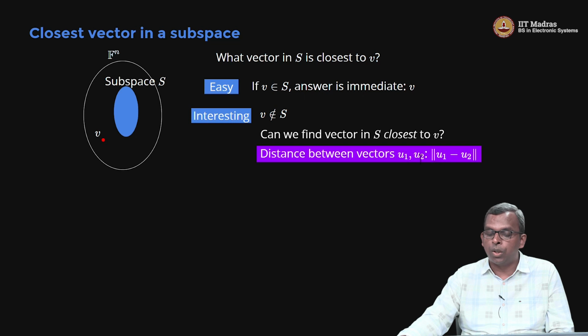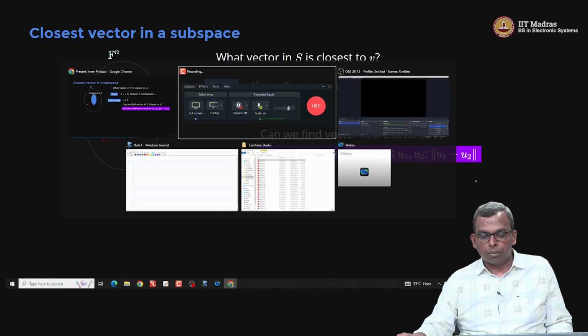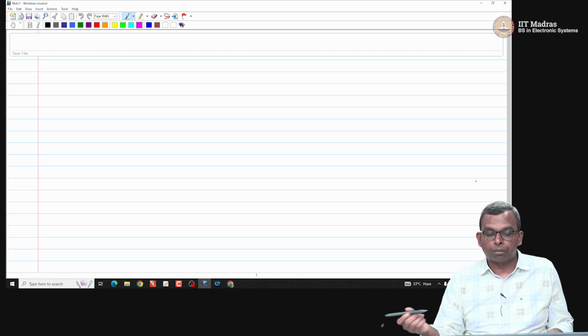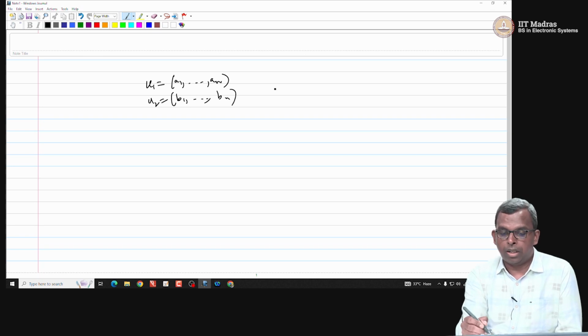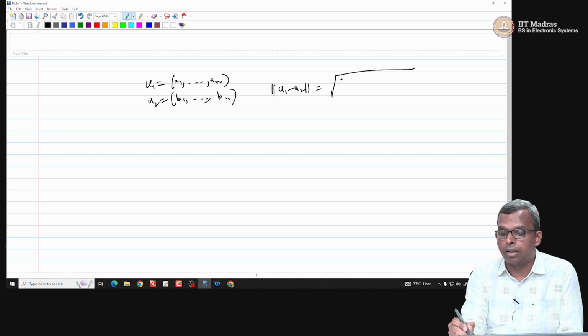So if you have two vectors u1 and u2, the distance between these two vectors is, I mean, not absolute value, the norm of u1 minus u2. So let me just talk about this just a little bit, just to be sure we understand. Let's say u1 is a vector which is a1 to an, and u2 is a vector which is b1 to bn. I'm going to think of the distance between u1 and u2 as the norm of u1 minus u2. What is this? This is the square root of (a1 minus b1) whole square plus so on till (an minus bn) whole square, right.